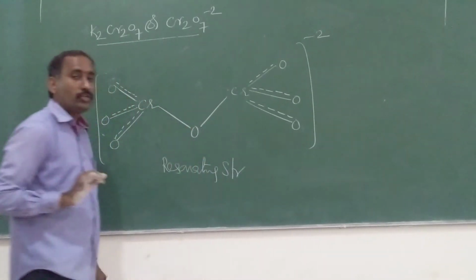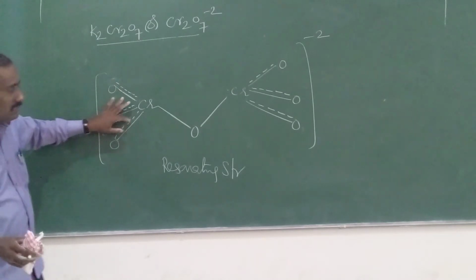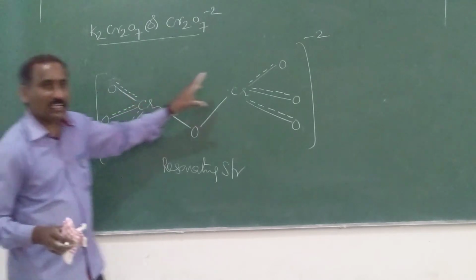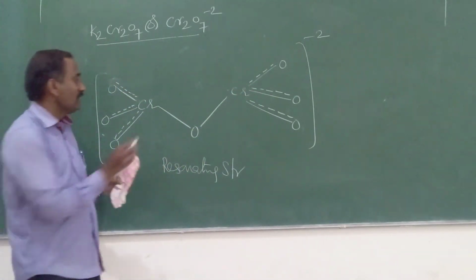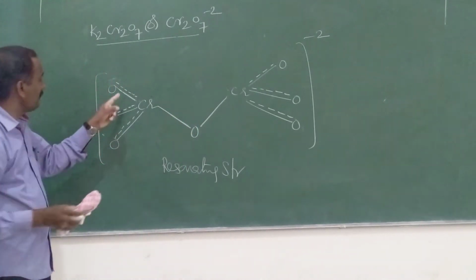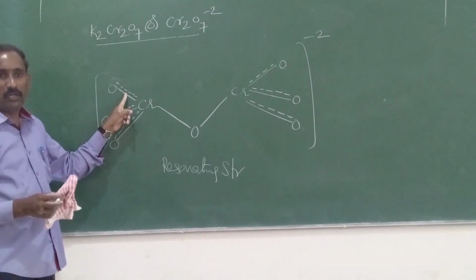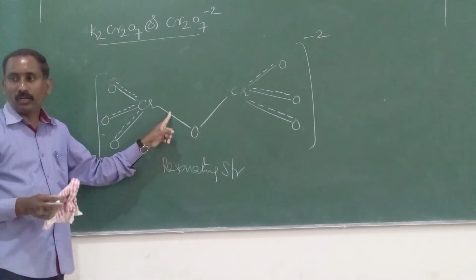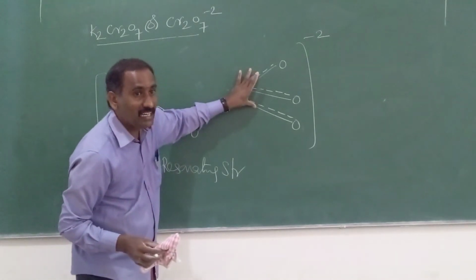Due to this resonance, this bond length, this bond length, this bond length, and these bond lengths are also the same. Why? Here delocalization, here also delocalization. Due to the delocalization of negative charge, bond lengths are same. But this bond length is different because this is single bond. Strictly speaking, it is not a perfect double bond, not a perfect single bond. It is a 1.5 bond. Hence due to resonance, these 6 bond lengths are same.